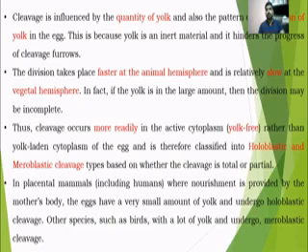In some cases, where a large amount of yolk is present, the cell division may be incomplete. Thus, cleavage occurs more rapidly in the active cytoplasm, means yolk-free or alecithal or microlecithal eggs, rather than in the yolk-laden cytoplasm of the egg, mesolecithal or macrolecithal. On that basis, cleavage is classified into holoblastic and meroblastic.